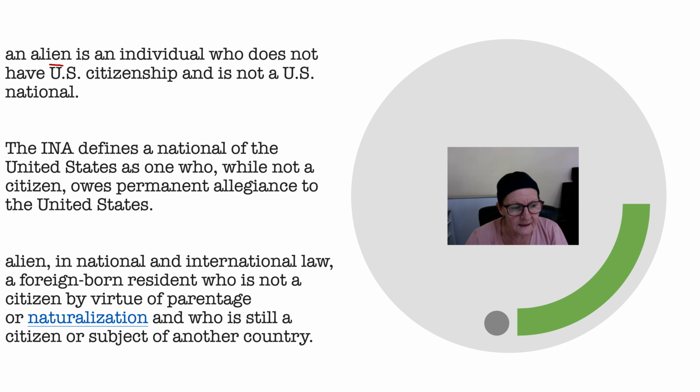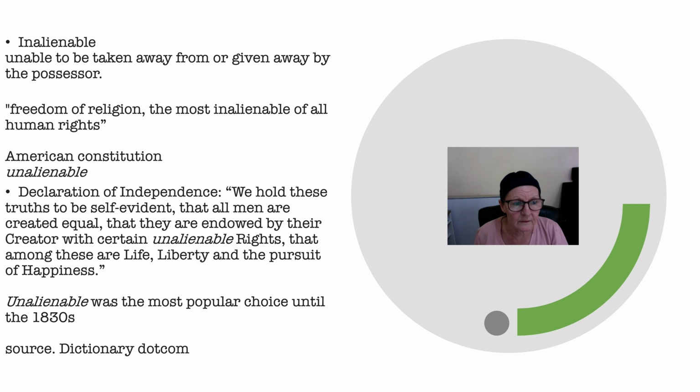The alien in national and international law is a foreign-born resident who is not a citizen by virtue of parentage or by naturalization, and who is still a citizen or a subject of another country. Now, I want you to remember this alien, because we are not aliens in New Zealand and Australia and Scotland Island, or the Commonwealth. We are subjects. So there's the difference. The independent countries are all aliens, and the Commonwealth countries are all subjects, and we all come under subjects.